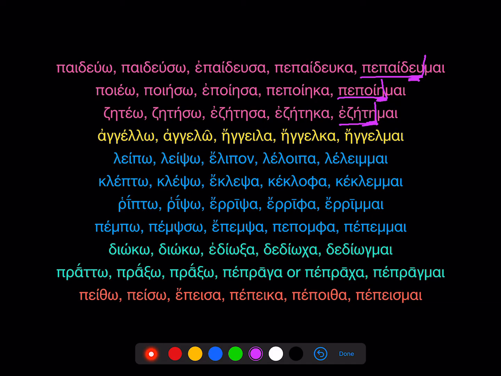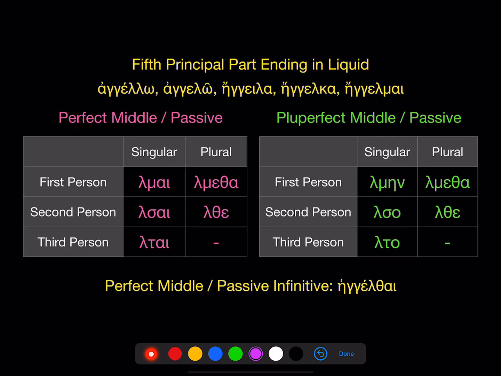But if we look at some of these others, and I've grouped them by color, sometimes before the mai, you're going to see a lambda. We're going to call that a liquid stem. Sometimes before the mai, you're going to see another mu, and those are actually labial stems. Sometimes before the mai, you're going to see a gamma, and those are palatal or velar stems. And sometimes before the mai, you're going to see a sigma. Those are dental stems. So let's look at those each individually.